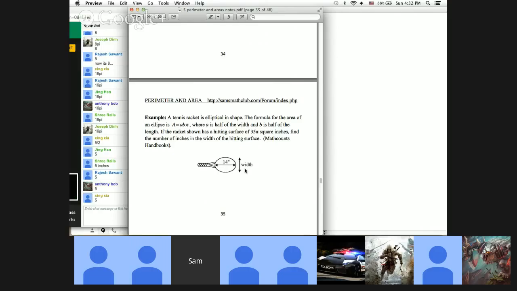Oh darn, everybody is saying 5. Huh. Let's read the problem one more time and then let's see if the answer's still 5. It says A is half the width and B is half the length. And the question is how many inches in the width of the hitting surface?